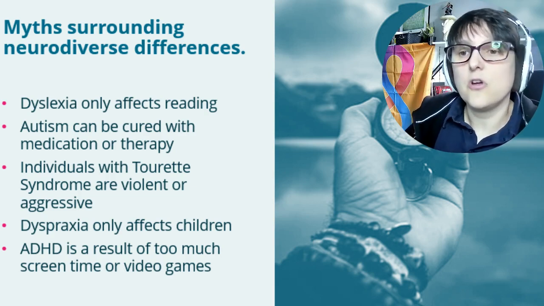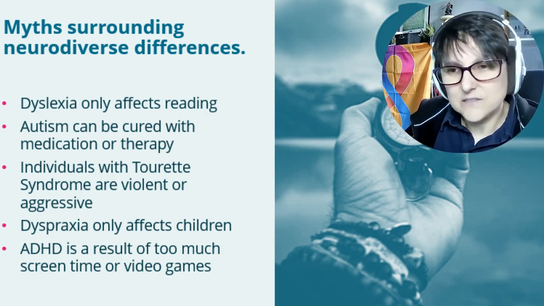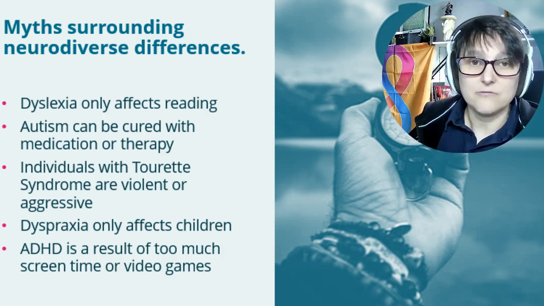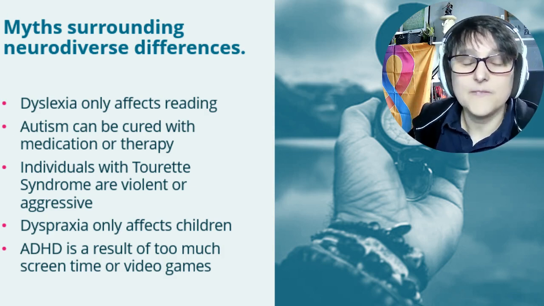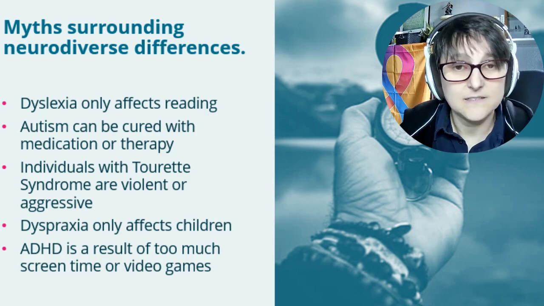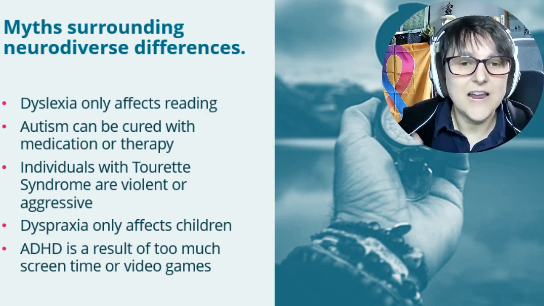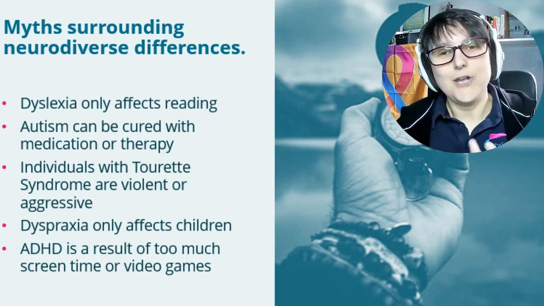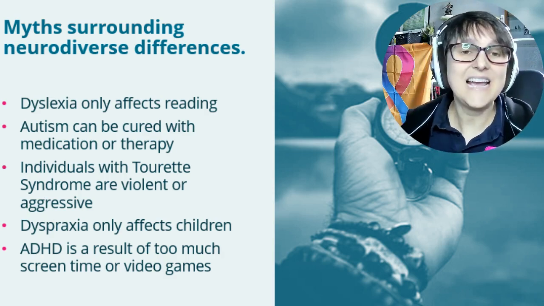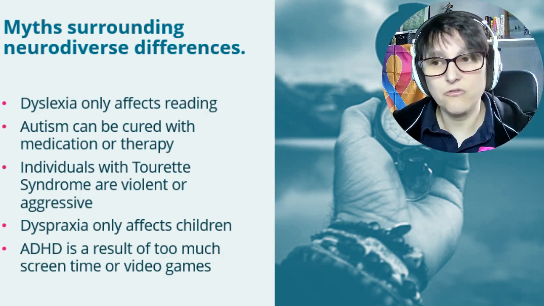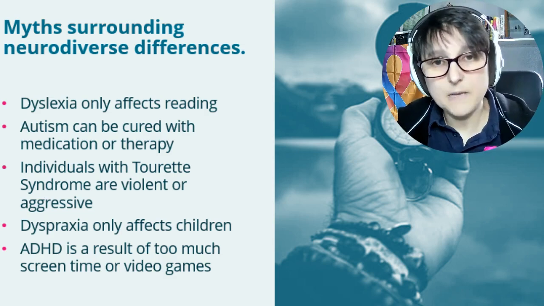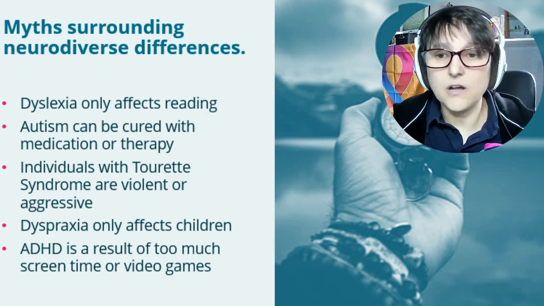Individuals with Tourette syndrome are violent or aggressive. And again, this is false, and this is thought to come about due to a poor media representation of the Tourette's community. Another one is dyspraxia, that it only affects children. And again, this is a complete myth, because adults experience dyspraxia still as well, although with age, the challenges can reduce as an adult learns better coping mechanisms to manage their dyspraxia, but it doesn't mean that it's disappeared. ADHD is a result of too much screen time or video games. Again, completely not true. However, some symptoms of ADHD can be better managed with a less sedentary lifestyle.